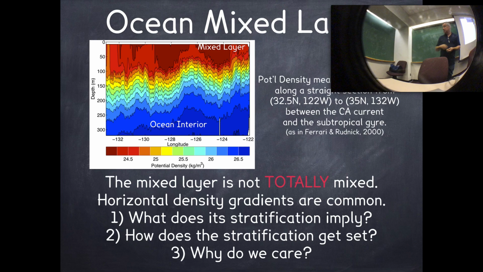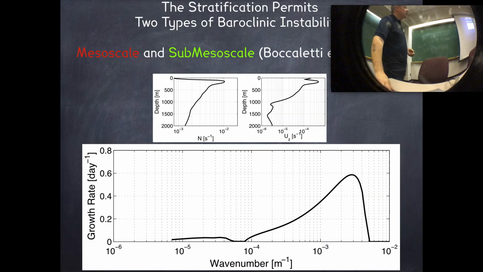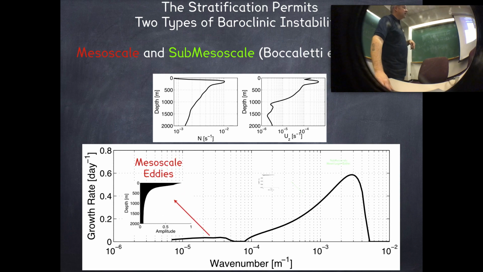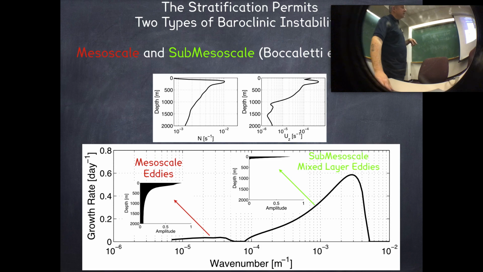So the one case that I want to talk about, which is relevant for the paper, is what if this is the mixed layer of the ocean? What if this is our boundary layer? There's turbulence, but suppose the turbulence stops and leaves this, what grows out of that? You can get instabilities in the mixed layer. This is showing growth rates for the mesoscale part, and also a part that's trapped in the mixed layer, the submesoscale mixed layer eddies.